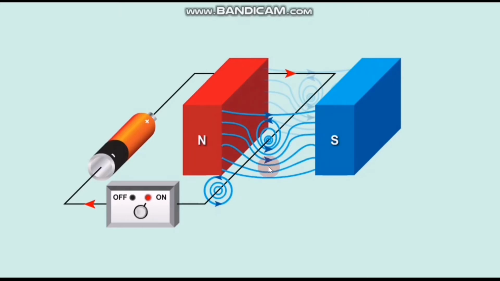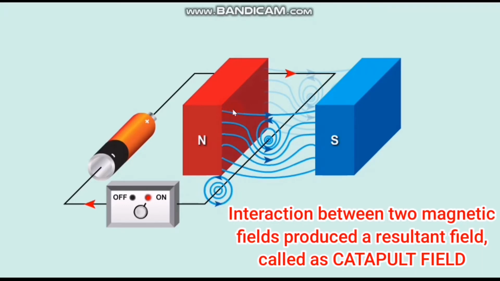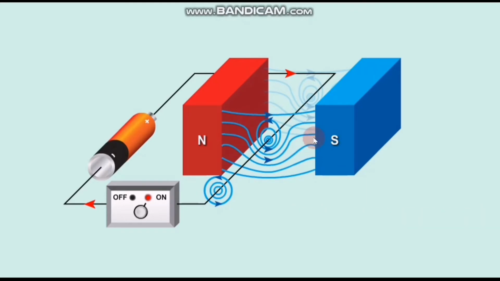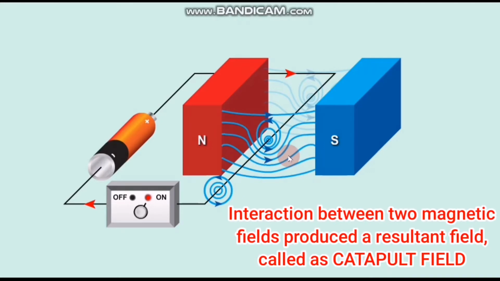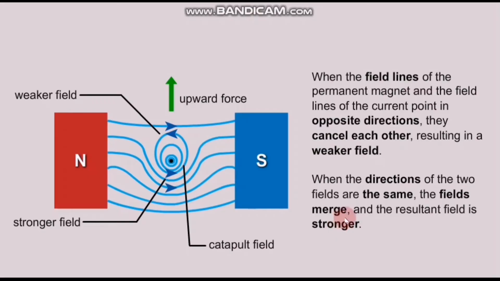And at this side, you can see what happened. There is an interaction between the magnetic field of the current-carrying conductor and the magnetic field of the permanent magnet. And this interaction produces a combination field which is called a catapult field. So what will happen to our current-carrying conductor now as this catapult field is produced?